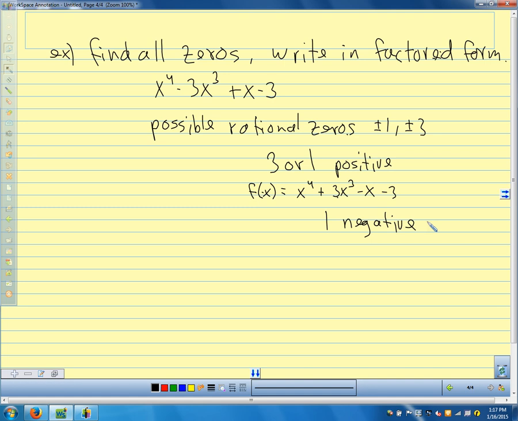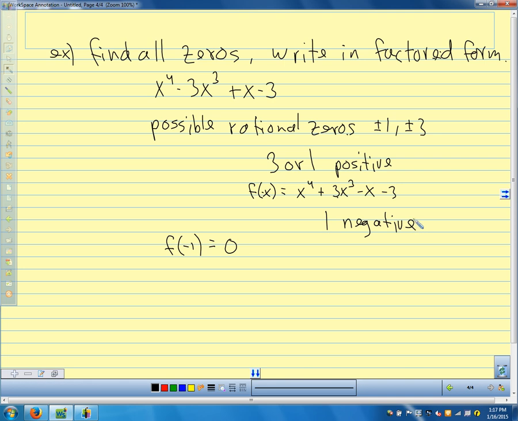So which one would be an easy one to test? Which negative possibility would be easy to test? Negative 1. So let's test negative 1. F of negative 1. I'm just going to plug that in. Change the signs on the terms with the odd exponent. So 1 plus 3 is 4. Minus 3 is 3. Minus 3 is 0. So that's 1, 0. And Descartes' rule of signs says that there's 1 negative. So all the rest that we have to test have to be positive.